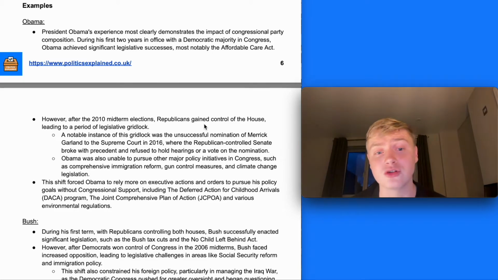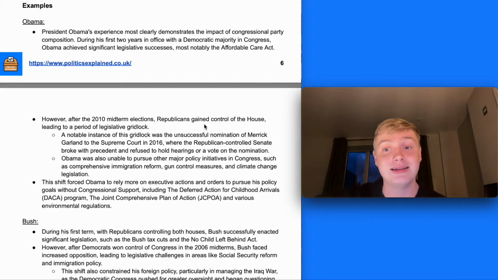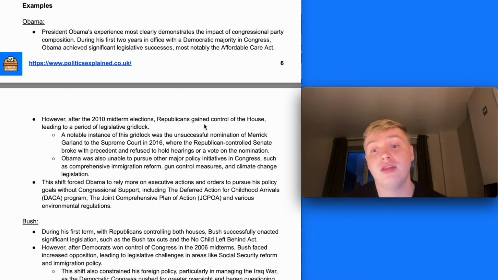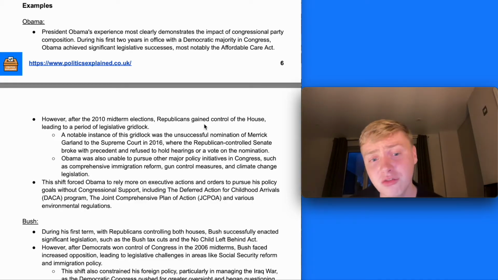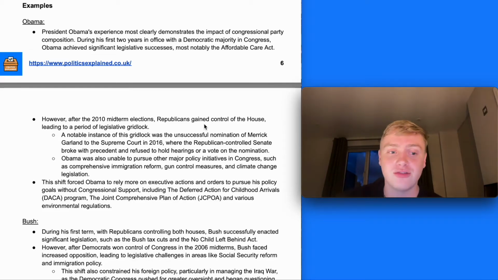And Obama was also unable to pursue other major policy initiatives in Congress, such as comprehensive immigration reform, including the DREAM Act, gun control measures, and climate change legislation. In relation to a couple of those, the filibuster in particular was used by Republicans to block the agenda. And this forced Obama to rely on more executive actions and orders to pursue his policy goals without congressional support, including DACA, which is effectively the executive action pursued after the DREAM Act was refused, the Joint Comprehensive Plan of Action, and various environmental regulations.